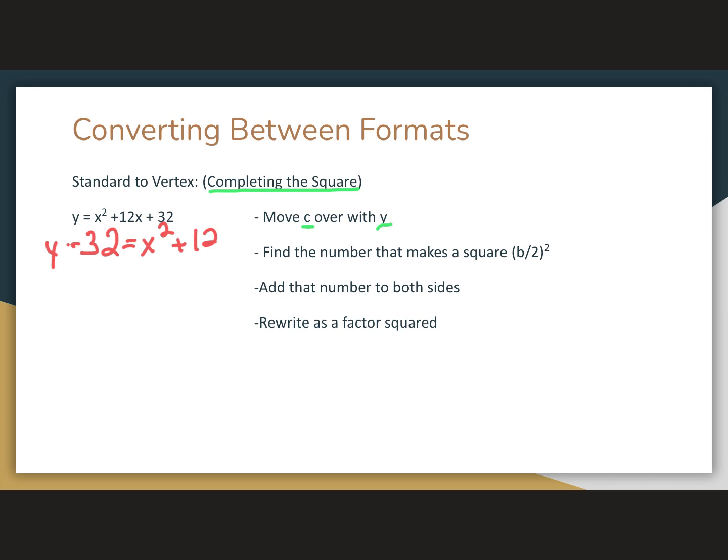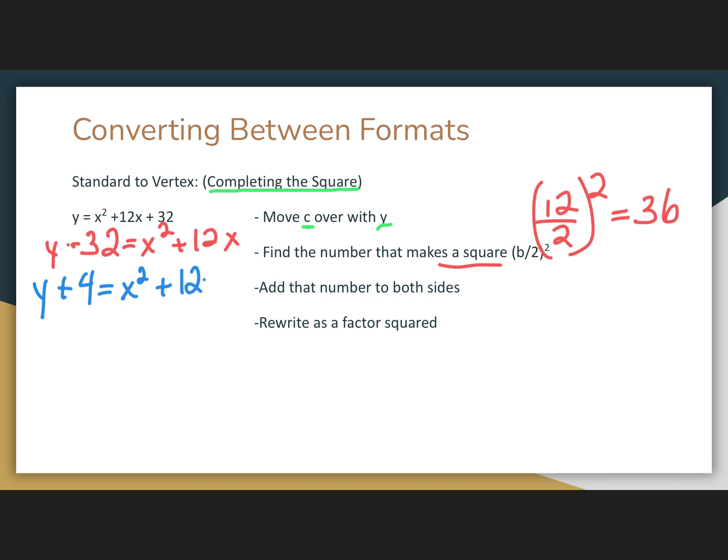Next, I have to find the number that makes it a square. So we're going to take my B value, so this would be 12x. My B value, which in this case was 12, I'm going to divide it by 2, and then I'm going to square it. So 12 divided by 2 is 6, squared is 36. So I'm going to add 36 to both sides. So now I have y. When I add 36, this becomes plus 4 equals x squared plus 12x plus 36.